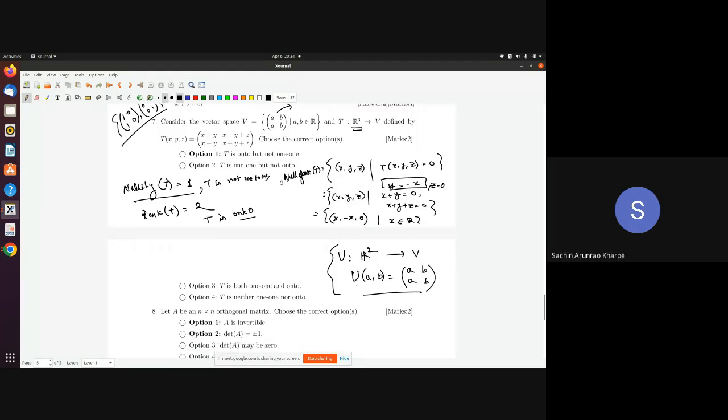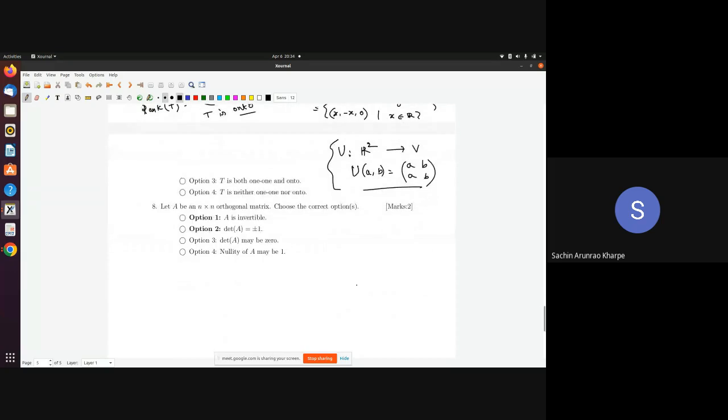Sir, in the 8th question, in one of the lectures, Smita ma'am mentioned that the determinant of an orthogonal matrix will be 1. So how, minus only? Plus or minus 1. Yes, we can prove it by the theorem that it is plus or minus 1, because A transpose is A inverse. So like this, we can prove it.